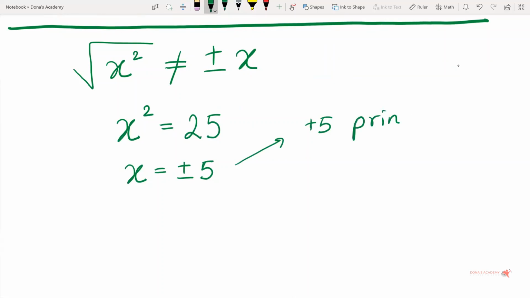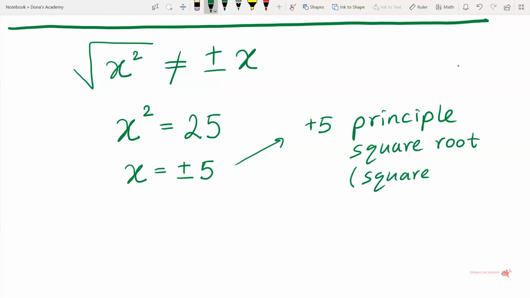Principal square root of 25. Sometimes we call it the positive square root, or if the context is clear, we just say square root of 25. This negative number, negative 5, is called the negative square root.